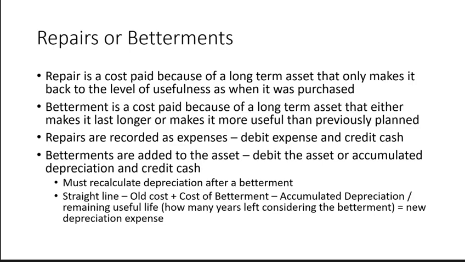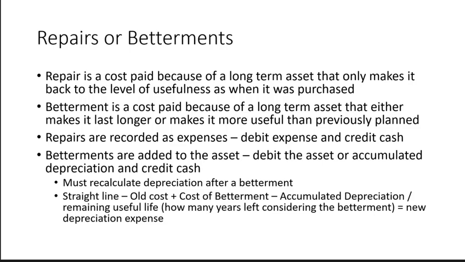Now, because something has changed, it's become more useful, it's going to last longer, whatever, we have to recalculate depreciation. We can't be using the same depreciation we were doing before the betterment. So we have to recalculate it. And the way that we do that under the straight line, just as an example, we take the old cost, we add in the cost of the betterment, we subtract out any residual, which I didn't put on the formula, or salvage if there was any, and it would reflect any change.